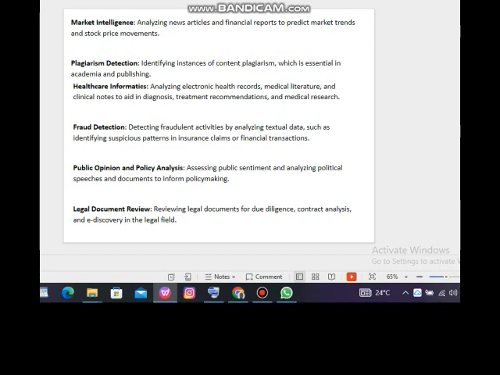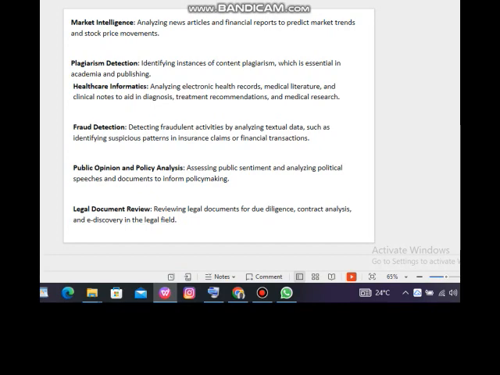Plagiarism detection, identifying instances of content plagiarism, which is essential in academia and publishing. Healthcare informatics, analyzing electronic health records, medical literature, and clinical notes to aid in diagnosis, treatment recommendation, and medical research. Fraud detection, detecting fraudulent activities by analyzing textual data, like identifying suspicious patterns in insurance claims or financial transactions.